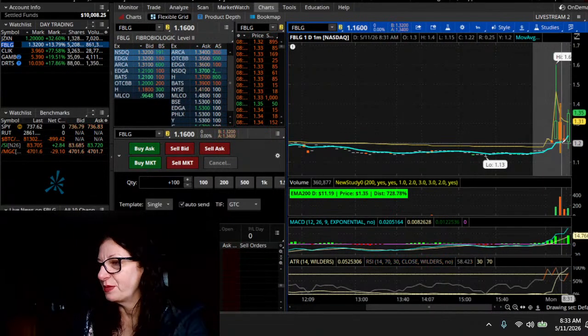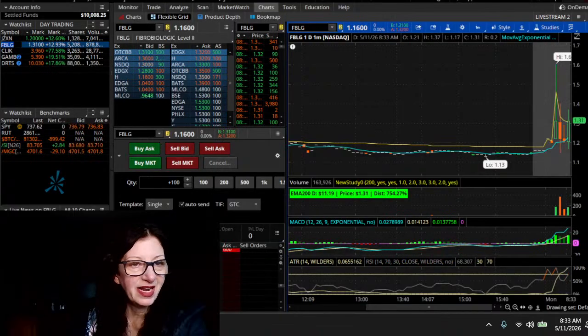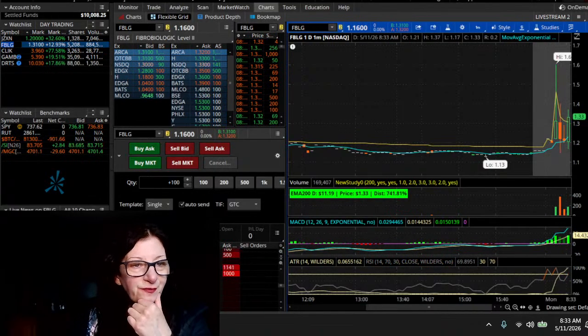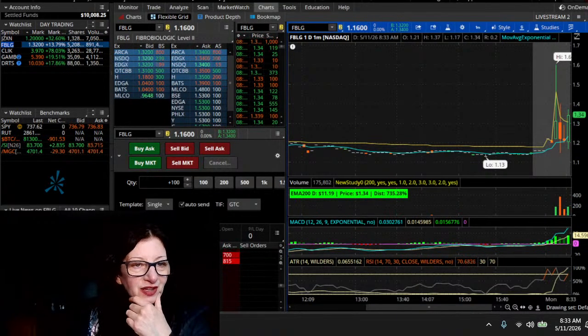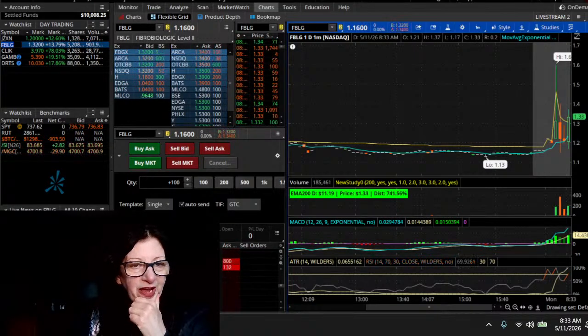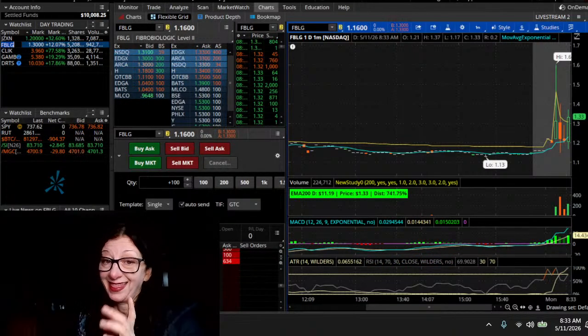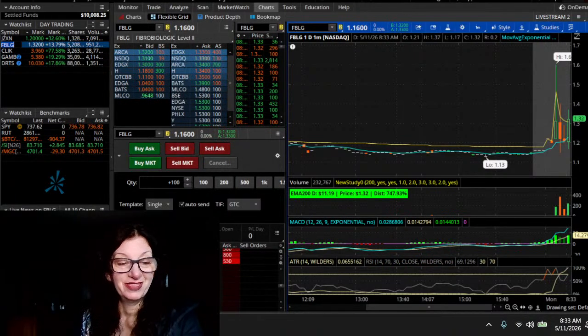FBLG popped up, then below VWAP. Let's see. It has news. Fibrobiologics, advancing development of a fibroblast treatment for hantavirus. Well, isn't that relevant right now? Let's check this out.